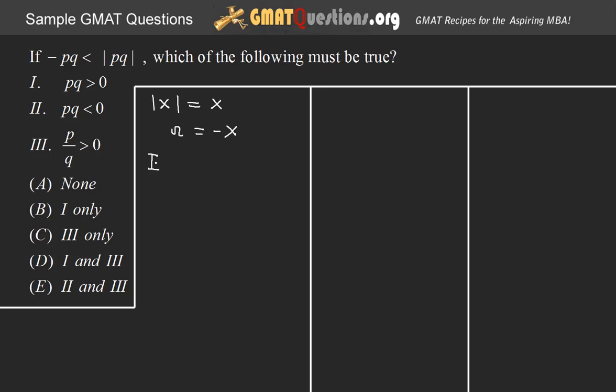Having said that, before I even attack number 1, it's important to know what it means to say that negative PQ is less than the absolute value of PQ. It's like saying negative x is less than x. So if negative x is less than x, it means that the absolute value of x is going to have to be equal to x.